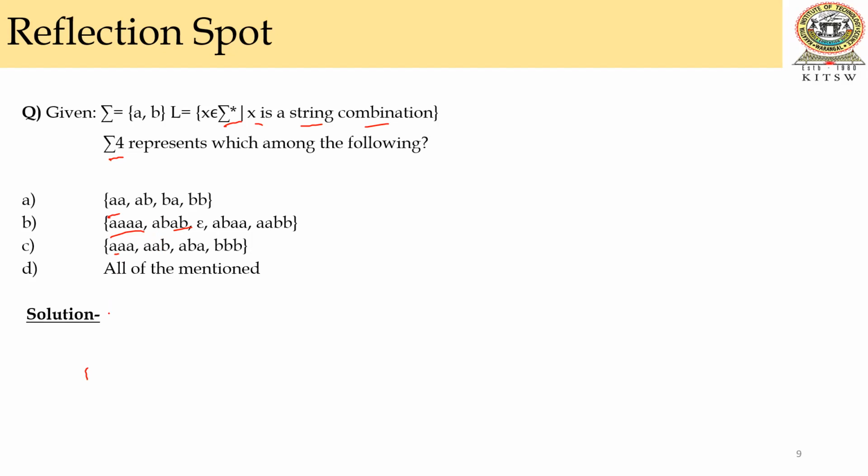The answer for this reflection spot is B. Here it is sigma 4, so the length of your string is 4. The length of the string is 4, and all the strings are of length 4. So B is the right answer.